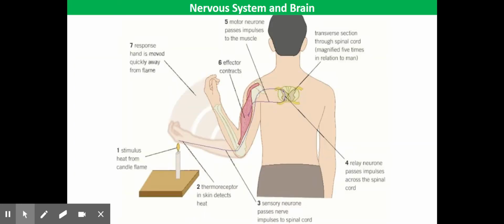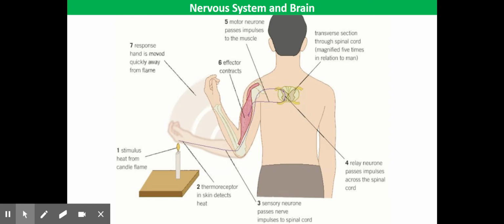But first, we're just going to run through one of the reflex arcs that you should have come across at GCSE. So here we have an individual on the slide who has accidentally dropped their hand into the flame of a candle. So the stimulus in this case is the heat from the candle flame, and that heat is going to be detected by the thermoreceptors in the skin.